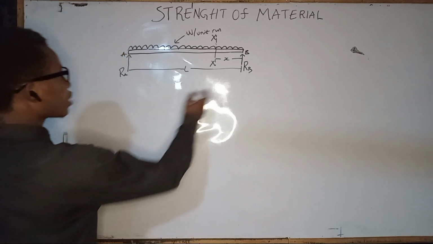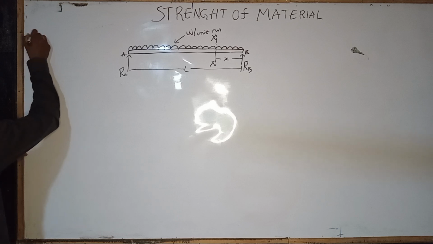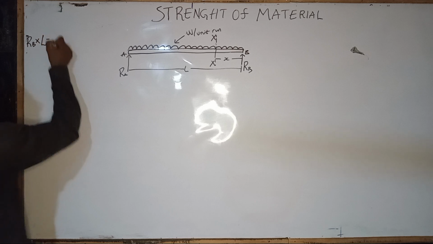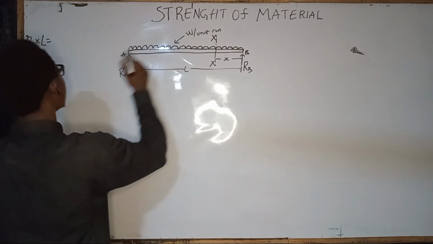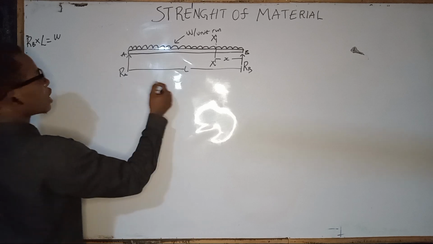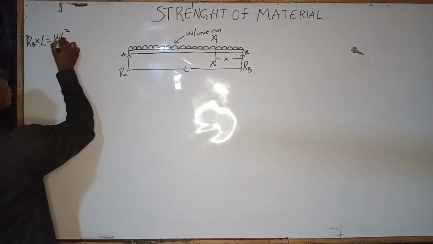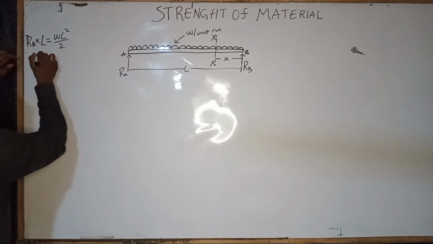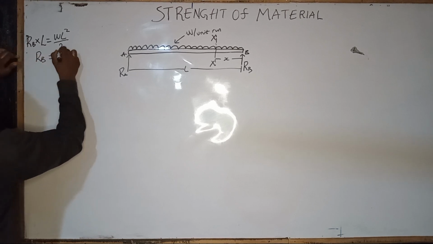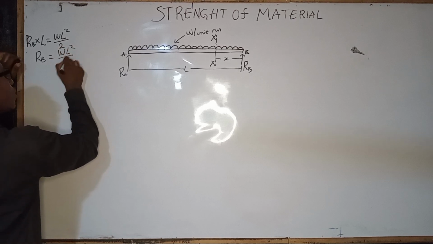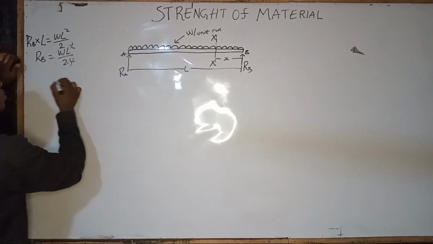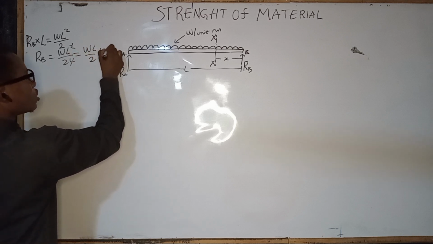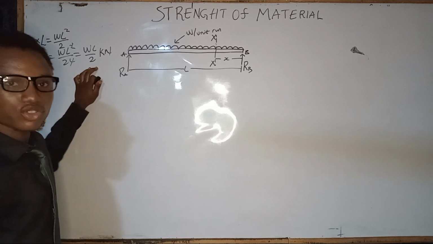So now let's find the reaction at B. We have the reaction at B times the full length L equals our bending moment, which is W times L squared over 2. If we divide by L, we have R_B equals WL squared over 2L. One L will cancel, so it will be equal to WL over 2 kilonewton. So that is our reaction at B.